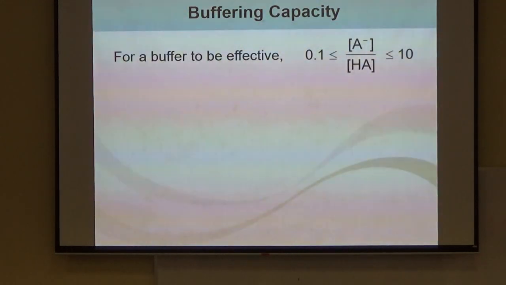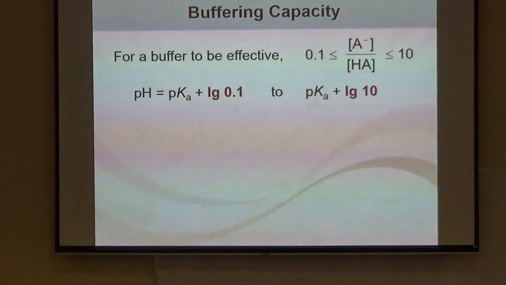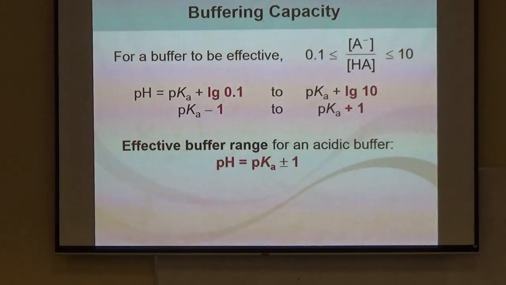The buffer is most effective when the ratio is between 0.1 and 10. In log terms, it's basically pKa minus 1 to pKa plus 1. So the effective range for the buffer is when the pH is basically plus or minus 1 of the pKa. That is the range in which that buffer will work effectively.